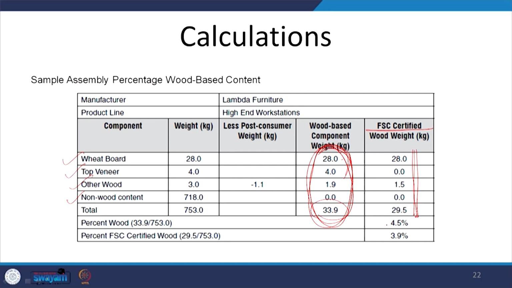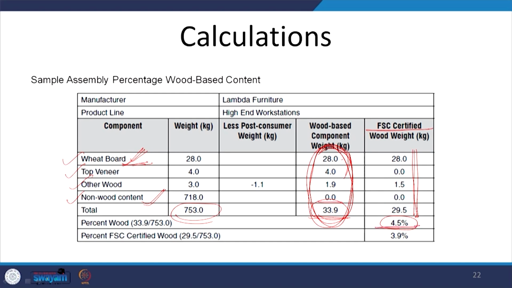so if we look at the total percentage, we see that the wood based component, if we are looking at the weight, is around 4.5% of the total weight of the products which are going to be used. Now, there are several, like in wheat board, rapidly renewable material which is coming into picture. In other non-wood components, we can see that there is zero wood based component.